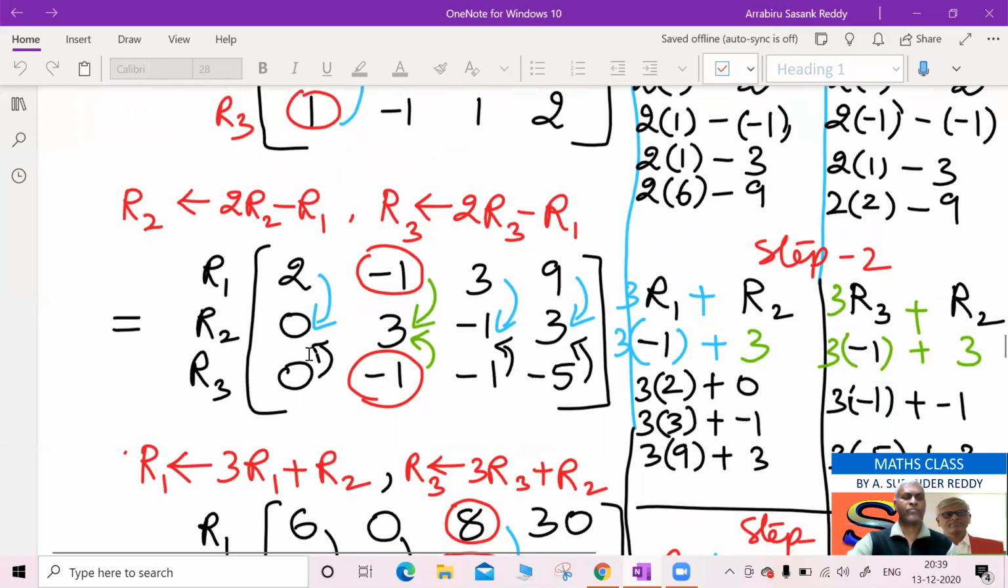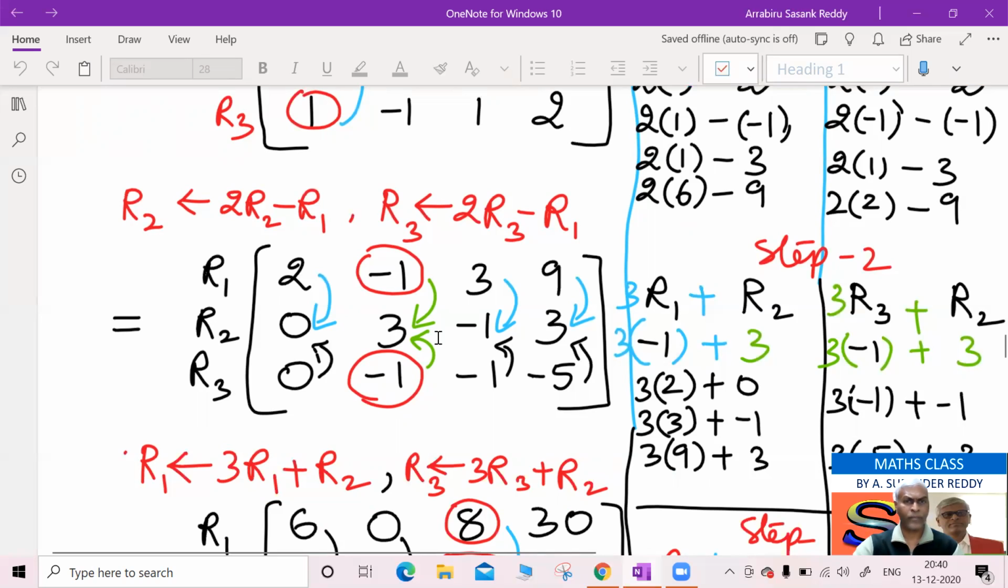After converting 2 zeros in column 1, in the next step 2, we have to convert the R1 second element and R3 second element to zeros. That is, in the second column, we have to convert the first and last elements to zeros. Remember that in step 2, the second row has no change. We have to take the second row as it is while converting the second column's first and last elements. So in the second row, we are not changing.